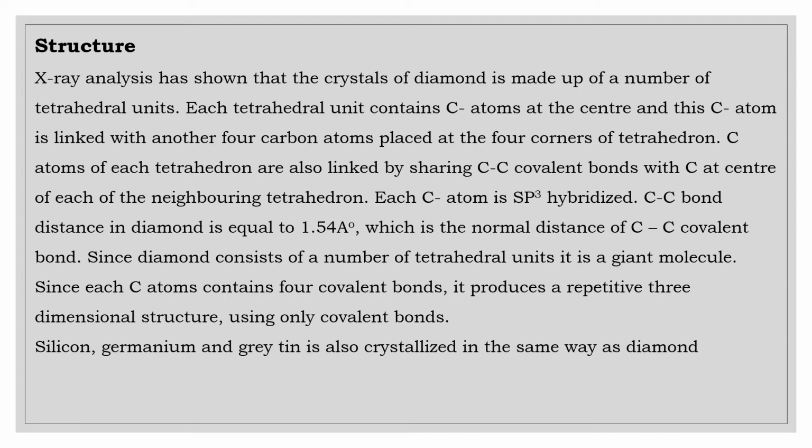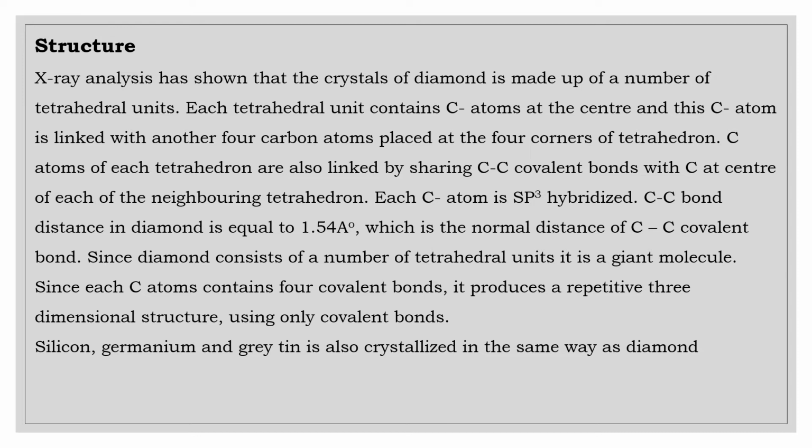Its structure: X-ray analysis has shown that the crystal of diamond is made up of a number of tetrahedral units. Each tetrahedral unit contains a carbon atom at the center, and this carbon atom is linked with 4 other carbon atoms placed at the corners of the tetrahedron. Carbon atoms of each tetrahedron are also linked by sharing a carbon-carbon covalent bond with the carbon at the center of each neighboring tetrahedron.